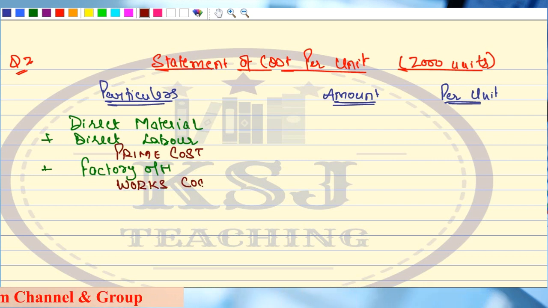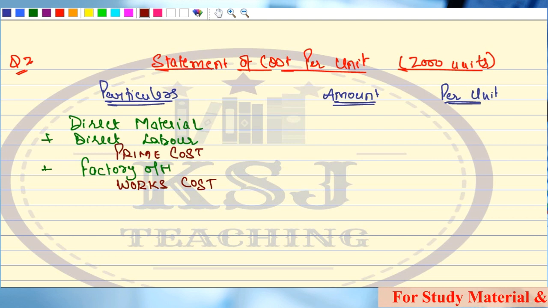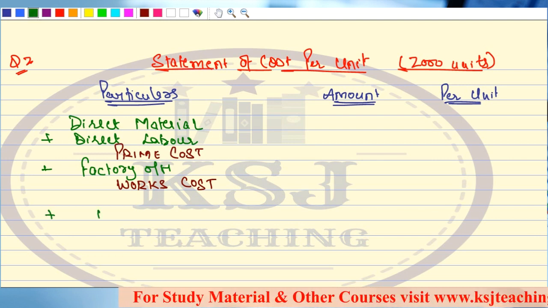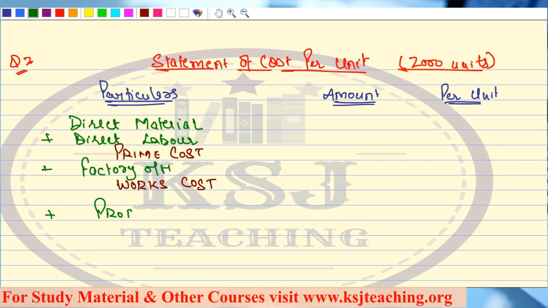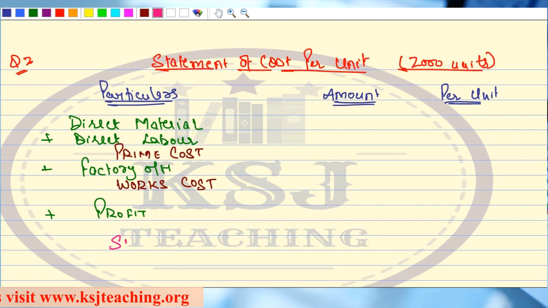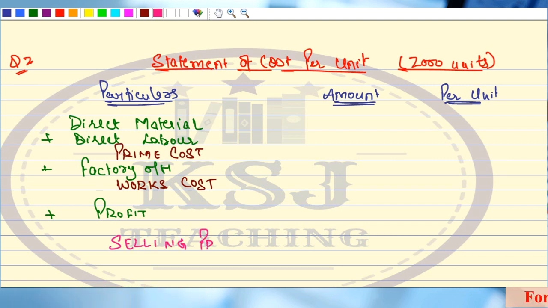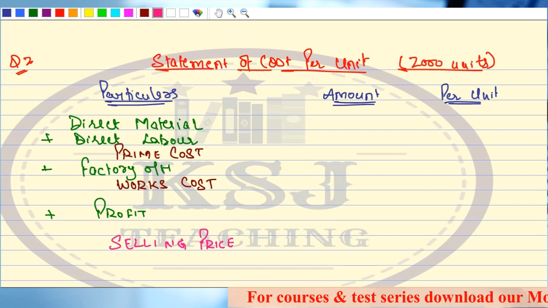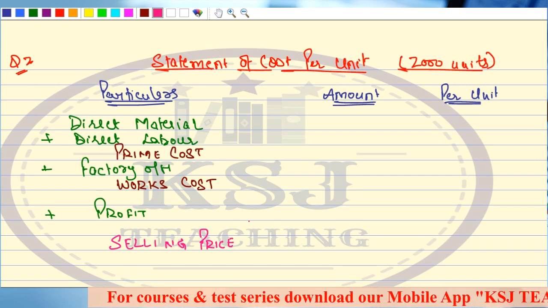Now this is the total cost, right? There is no other cost. There is no office and administration expenses. There are no selling expenses. So this is my total cost. And I'm going to add profit in this, and what I will get is the selling price. Now we have to fill all these figures. Now let's see the question.